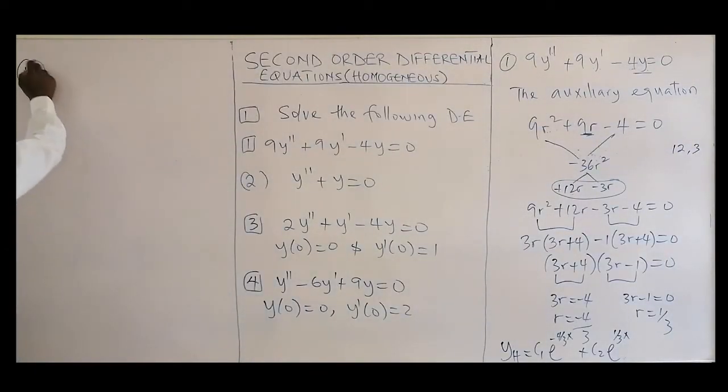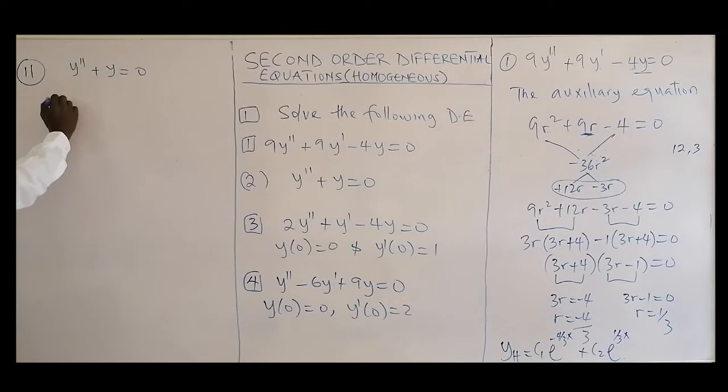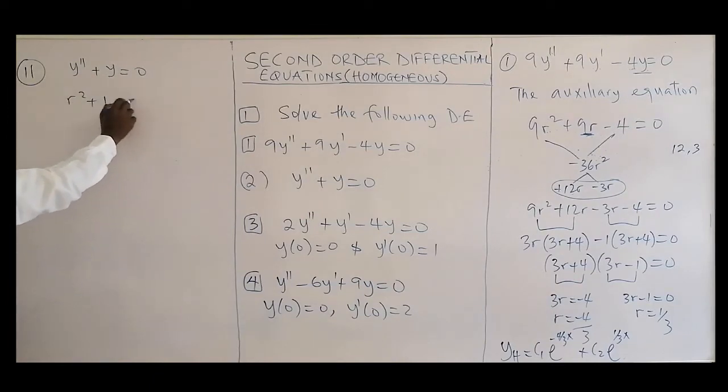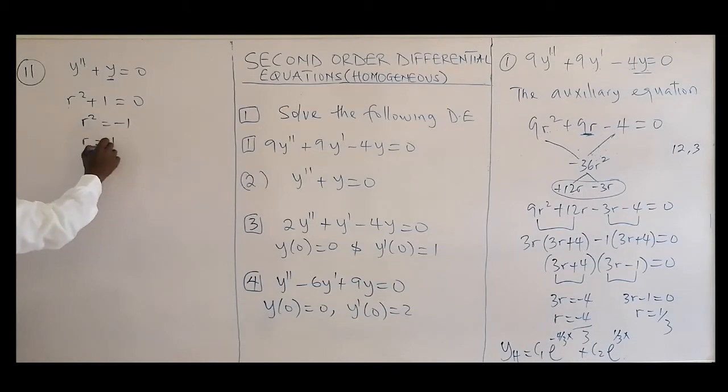Question 2, we have the second differential plus y equal to 0. In this case, this will be r squared plus 1. The second differential will be r squared. This one is a constant, just like the coefficient, since there's no differentiation here. So r squared equals minus 1.